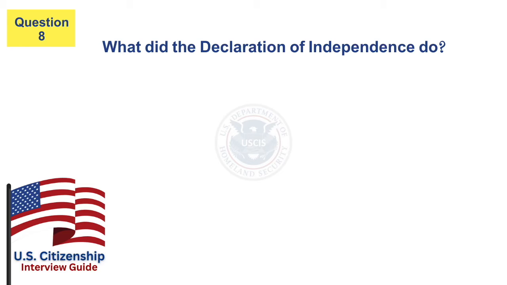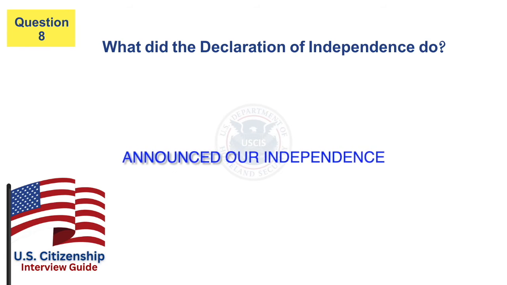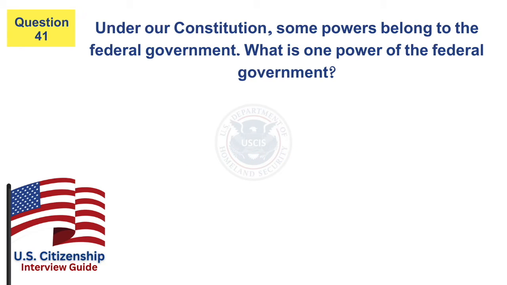What did the Declaration of Independence do? Announced our independence from Great Britain. Under our Constitution, some powers belong to the federal government. What is one power of the federal government? To print money.